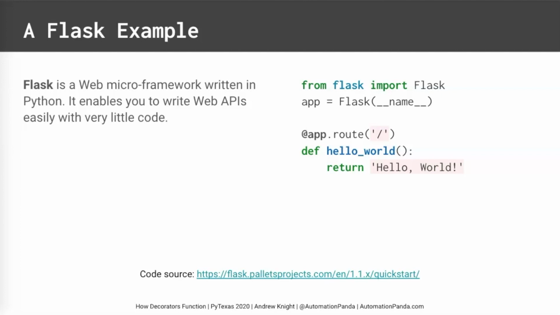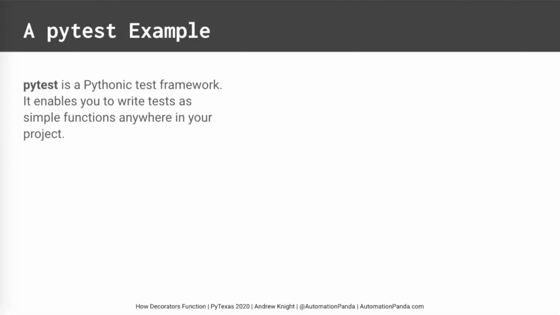Flask's app.route decorator can turn any function into a web API endpoint. That's awesome, and that's why a lot of people love using Flask. Another popular Python package with decorators is pytest, Python's most popular test framework, and to be honest, one of my favorite test frameworks in any language. One of pytest's most beloved features is the ability to parameterize test functions to run for multiple input combinations. Test parameters empower data-driven testing for wider test coverage.